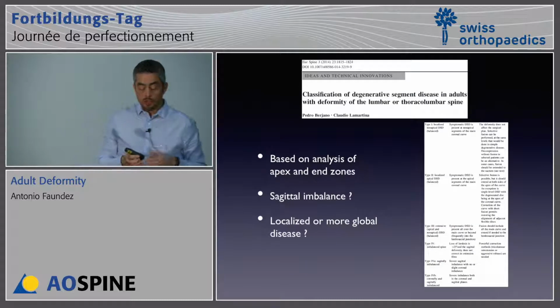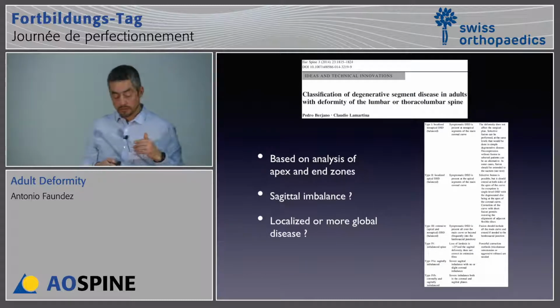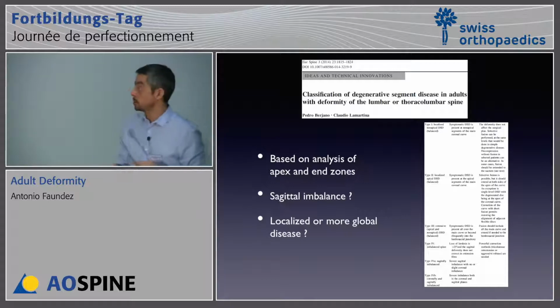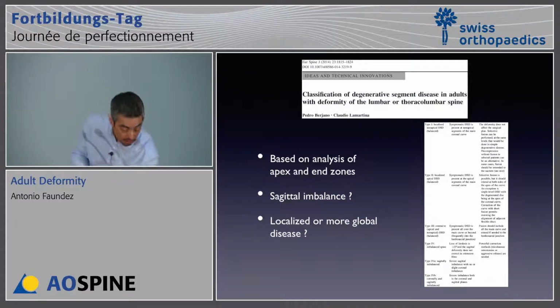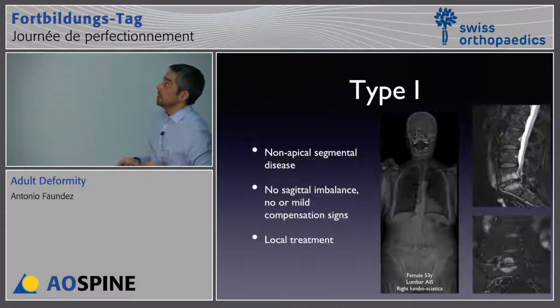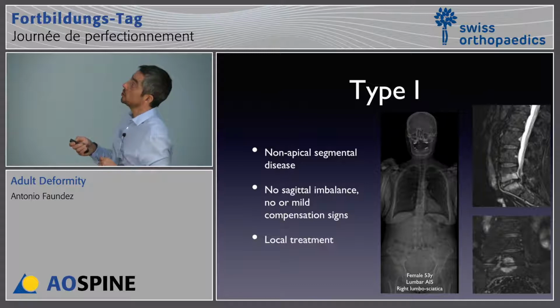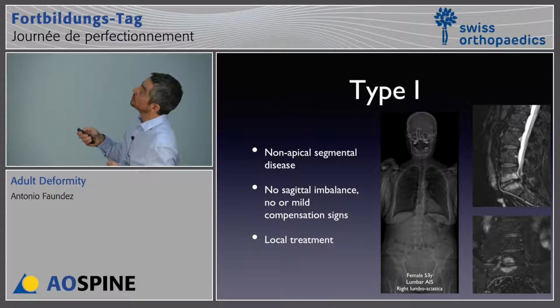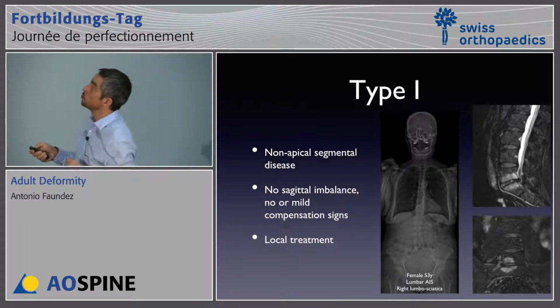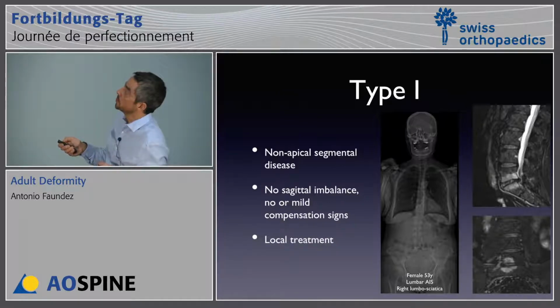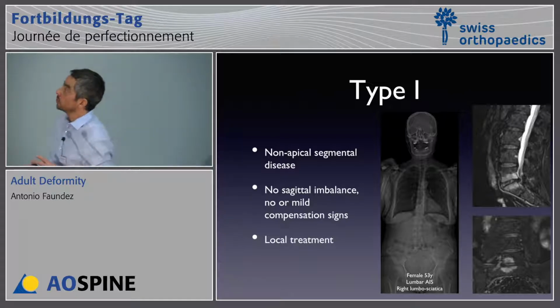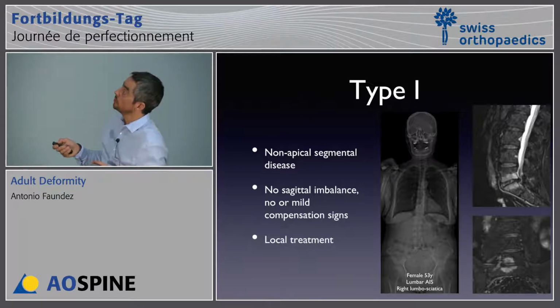So there is one classification which can be used in daily practice, which was published by Berjano and Lamartina in 2014. It's based on an analysis of apex and end zones. I think it was quite interesting to present to you because it's quite simple. Here you have type 1, which is a non-apical segmental disease. Like in this case, you have an asymmetric degeneration of L5-S1, which produces the progression at the non-apical level of the scoliosis. There's no sagittal imbalance, no mild compensated sign.